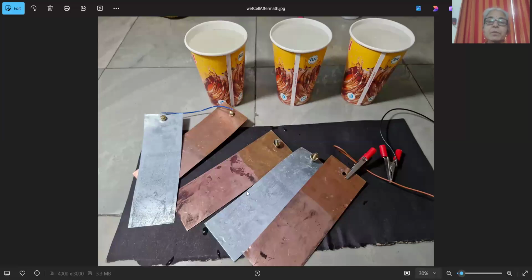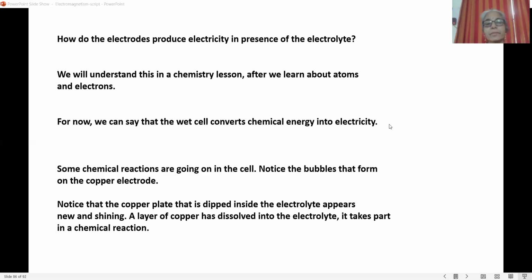When we remove these plates after using the cell for some time, you can see that the part of the copper plate which was inside the wet cell has become very shiny. That's because some copper has dissolved from the surface, and the surface of the zinc plate has become dull as if some material has been deposited on it. So the wet cell converts chemical energy into electricity.